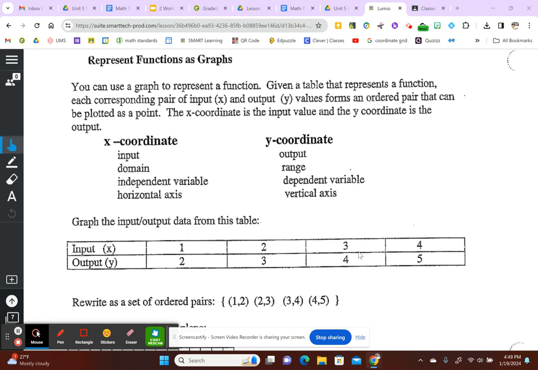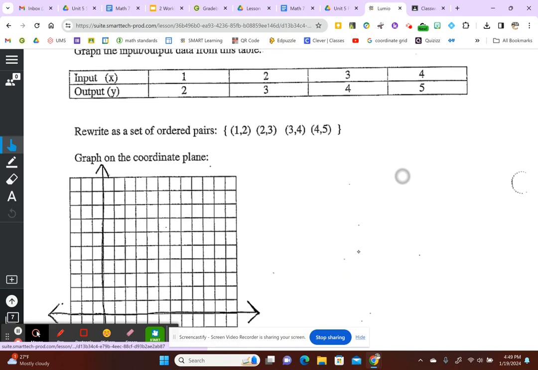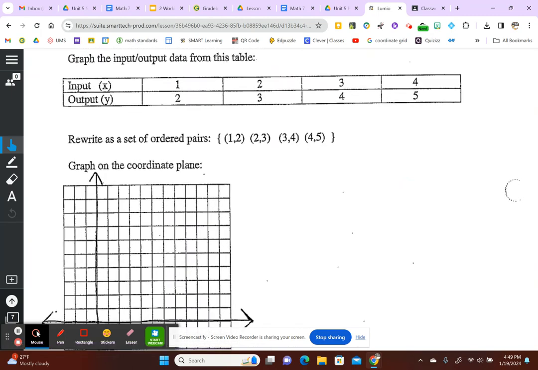Okay, so here, let's look at this input-output table. You can look at this input-output table, and you could rewrite that as a set of ordered pairs. And once you rewrite it as a set of ordered pairs, you can then graph it on the coordinate plane.